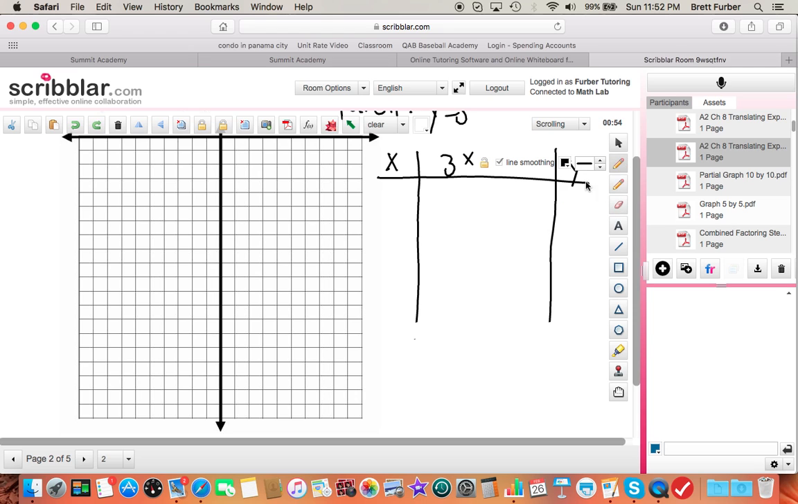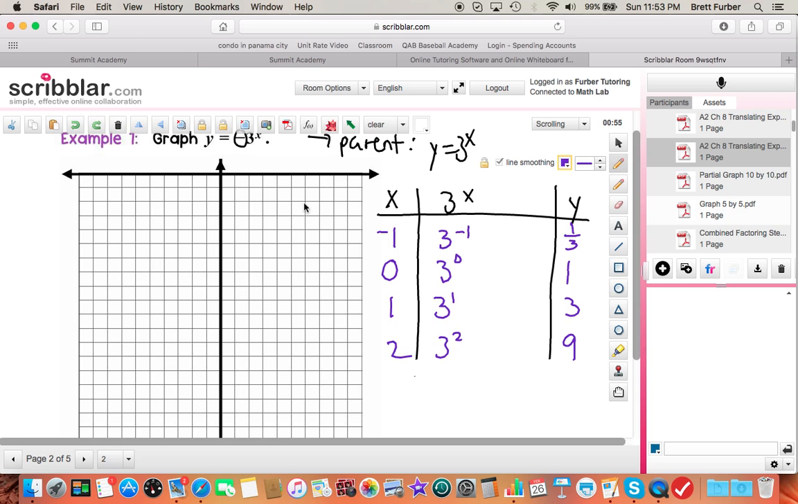All right, so let's plug in some values here. Let's do some positive and some negative. Start with negative 1. 3 to the negative first power is going to give you the fraction 1/3. And the moment that you see a fraction, this is rapidly getting closer and closer to an asymptote. Then we have 3 to the 0 value, which would be a 1. Anything to the 0 value is 1. And then 3 to the first power is 3. 3 to the second power is 9. So that gives us some points that we could plot.